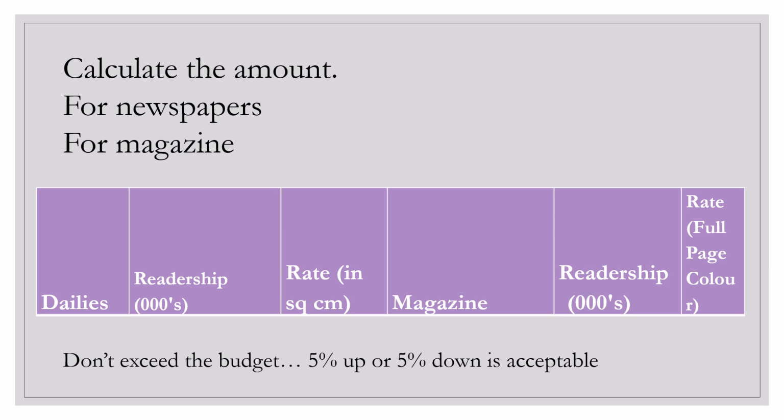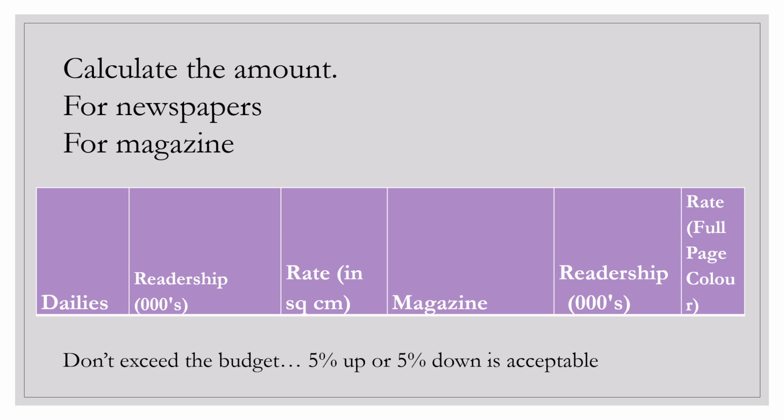Calculate the amount. Now, for newspapers, what you need to do is understand that the newspaper is given rate in square centimeters and you have a half page ad that you need to work with. Therefore, the rate that is given to you, multiply by 800 square centimeters, that is a half page size, will give you the amount, and you then further multiply that amount with the number of insertions to give you the final amount.